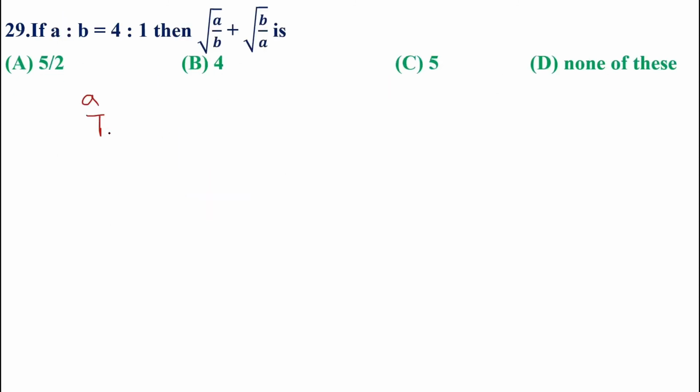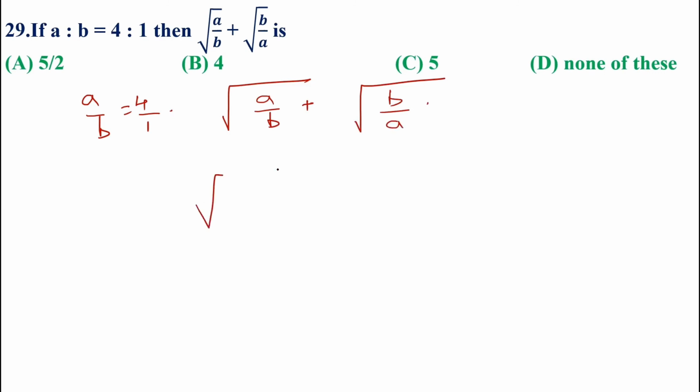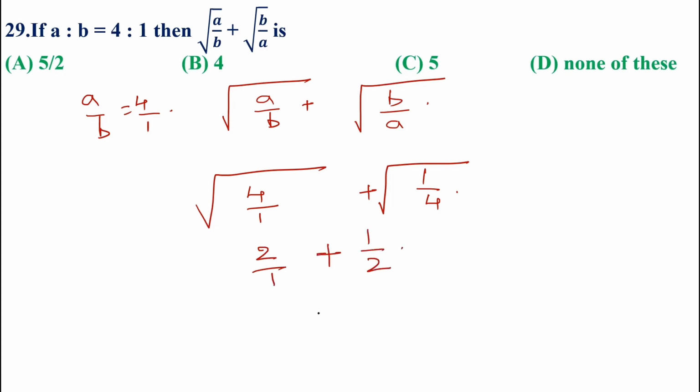A by B is equal to 4 by 1. They have given this. Then what is the value of A by B plus root of B by A? A by B is 4 by 1, plus B by A means 1 by 4. What is the value? Square root of 4 means 2. This will become 2 by 1 plus 1 by 2. So take LCM 2. 1 2s are 2, 2 2s are 4, plus 1, it is 5 by 2. 5 by 2 means option A is the correct answer.